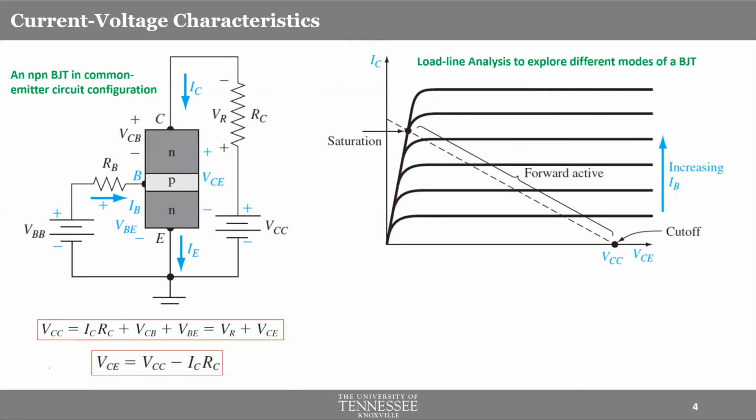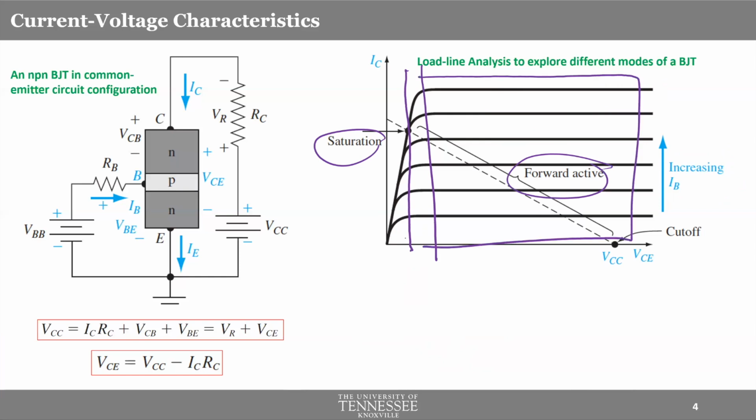Let me clear it off again. And you see this region is saturation mode, and this is forward active mode for the BJT. One mode left, which I haven't talked about. I'll talk about that in a second. But I hope this, at least up to this much, makes sense.